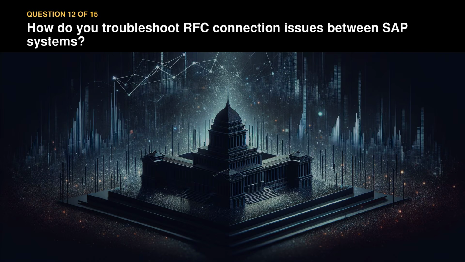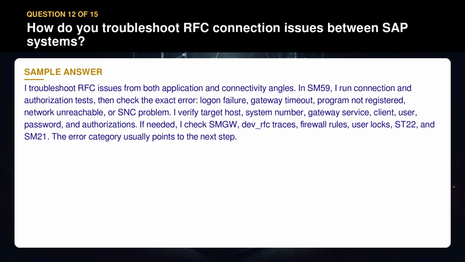Question 12. How do you troubleshoot RFC connection issues between SAP systems? I troubleshoot RFC issues from both application and connectivity angles. In SM59, I run connection and authorization tests, then check the exact error: logon failure, gateway timeout, program not registered, network unreachable, or SMC problem.